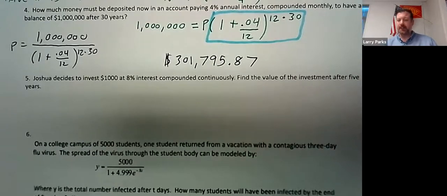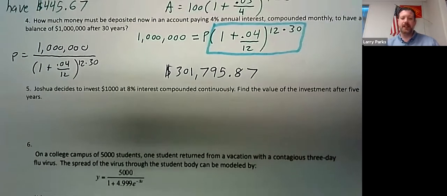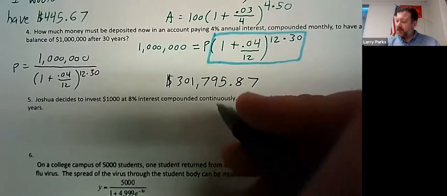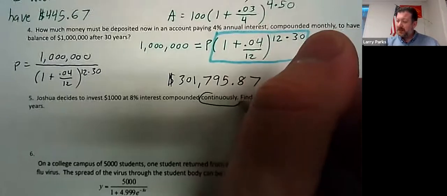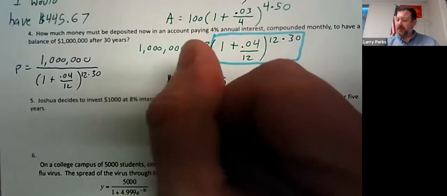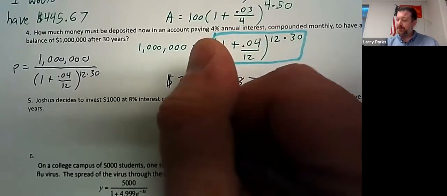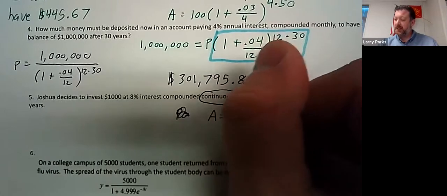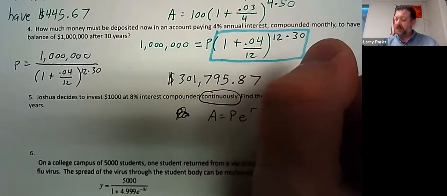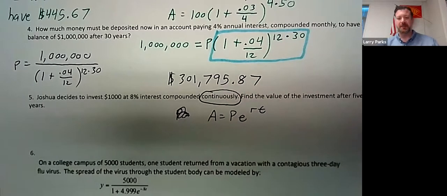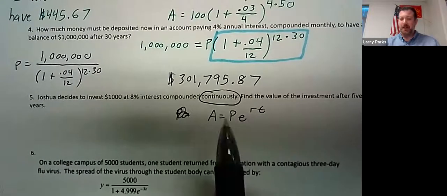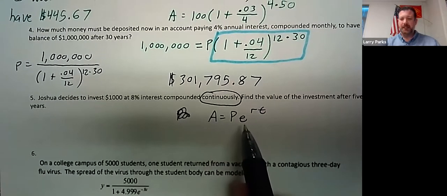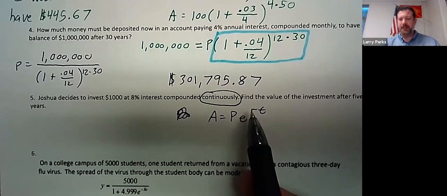Joshua decides to invest $1,000 at 8% interest compounded continuously. Now we know we're going to use this formula: A equals P E R T, PERT. That's how I remember it. To find out how much you'll have, you take the principal, times E, which is just a number, Euler's number, raised to the rate, and then T for time.